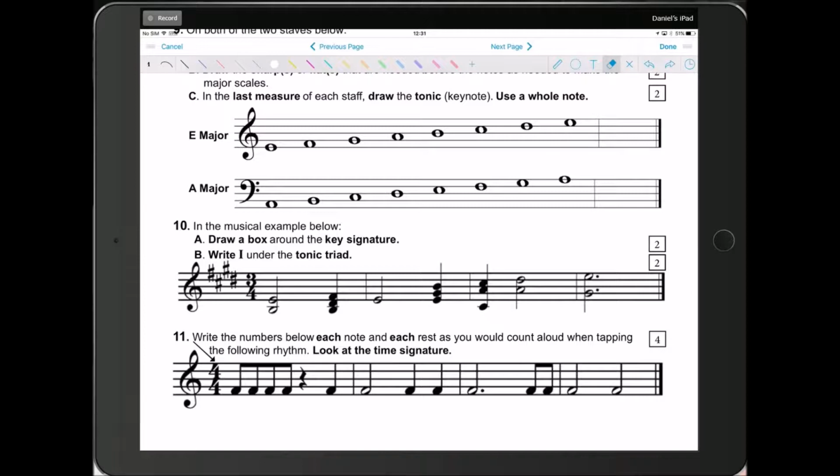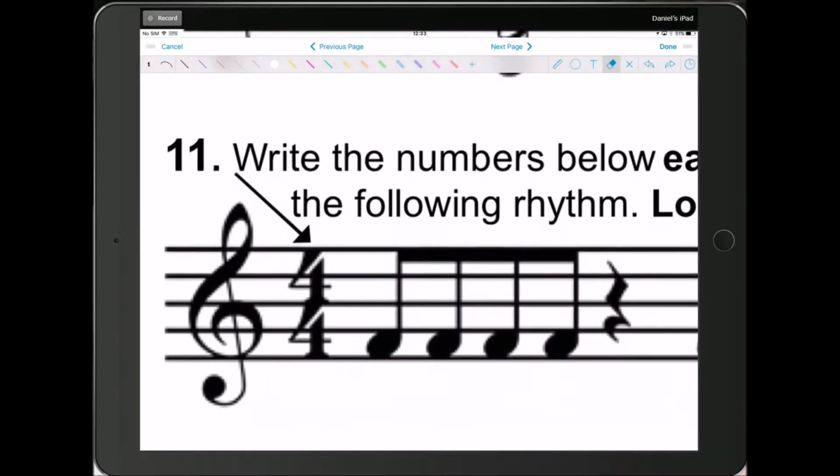In this video, we're going to be going over questions 11 and 12, so let's get to it. Question 11 says, write the numbers below each note and each rest as you would count aloud when tapping the following rhythm. Look at the time signature. Okay, so pretty much we just have to count it out on the paper.